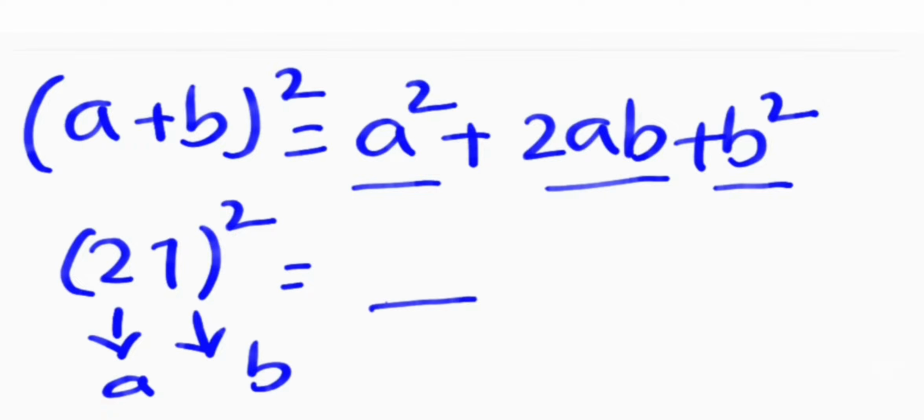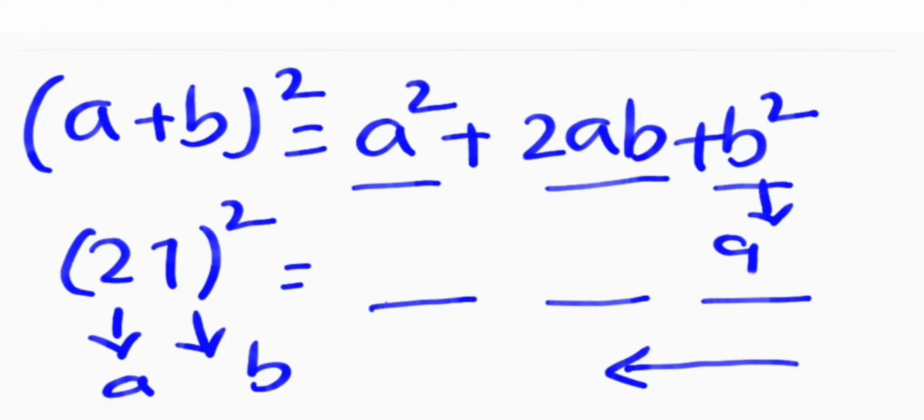Now first blank b square. In place of b square write 7 square. 7 square is 49. So write 9 here. 4 will be carried forward to the next blank. So write 4 here. Now next term is 2ab. 2 into a means 2. B means 7. So 2 into 7, that is 28. 28 plus this carry forward number 4. 28 plus 4 is 32. So write 2 here. 3 will be carried forward to the next place.